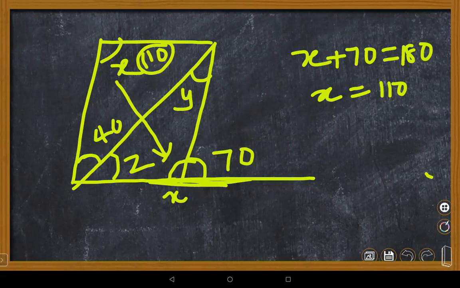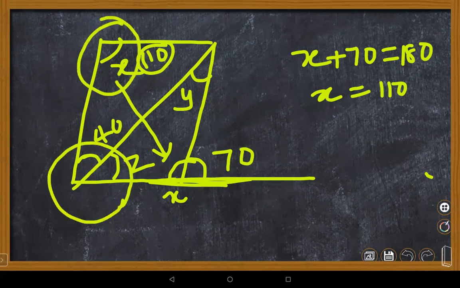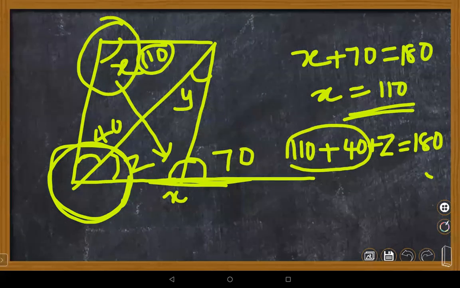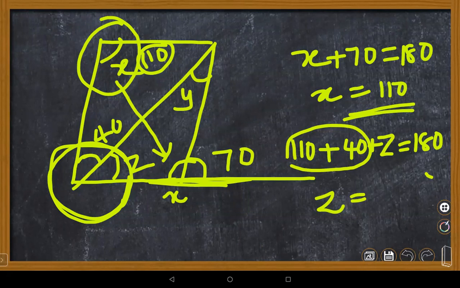Now, any other property you know? Adjacent angle property. Can we take these two together and this angle can be equal to 180? Yes, ma'am. What are the x value we are getting as 110? This angle together gives 40 plus z. Now this 110 plus 40 is 150 plus z equals 180. So z is 30. Now you know z value.